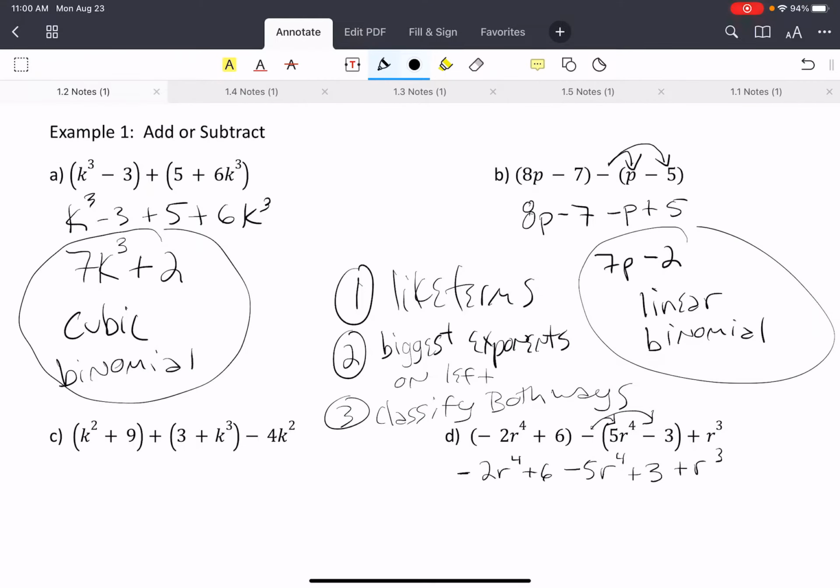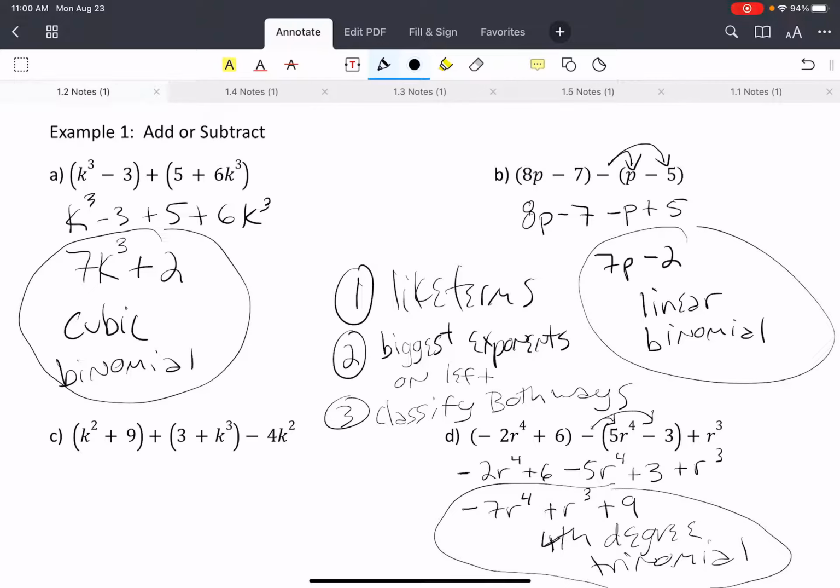All right, so I have negative 7r to the 4th plus r cubed plus 9, a 4th degree trinomial. And almost everybody had that, which is awesome.